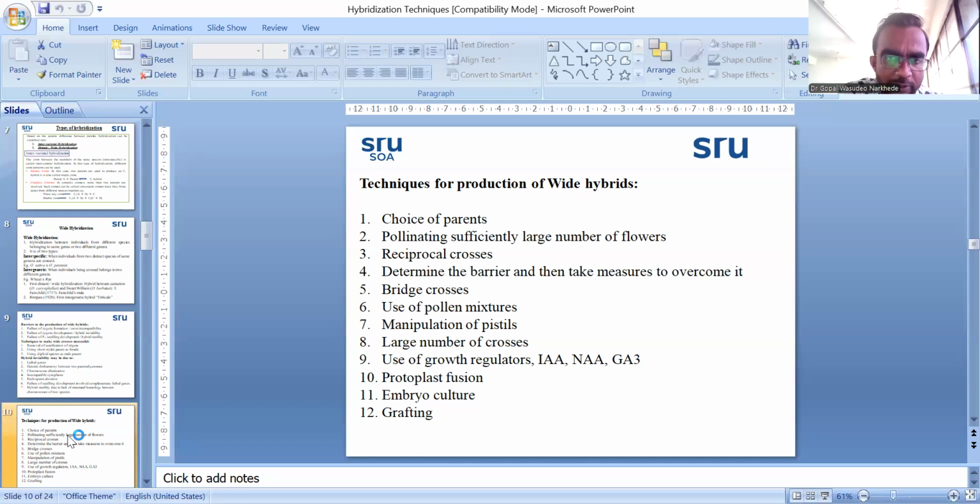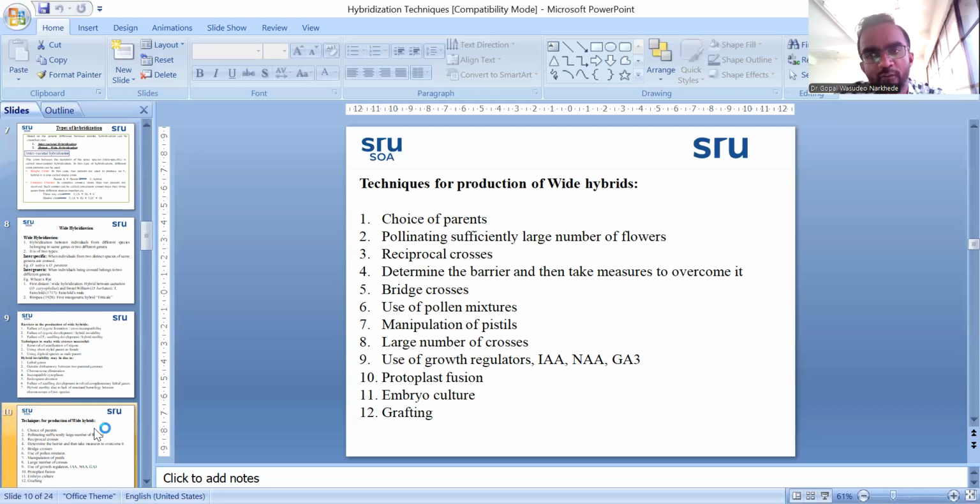The next is bridge crossing. Bridge crossing means suppose you have decided to cross between A and B, but B is not compatible with A, but B is compatible with C, and A is also compatible with C. So what do you have to do? You have to transfer the desirable characters from A to B via C. First, you transfer the characters from A to C, and then from C to B. That means parent C is working as a bridge between A and B. That's why the name is bridge crossing.